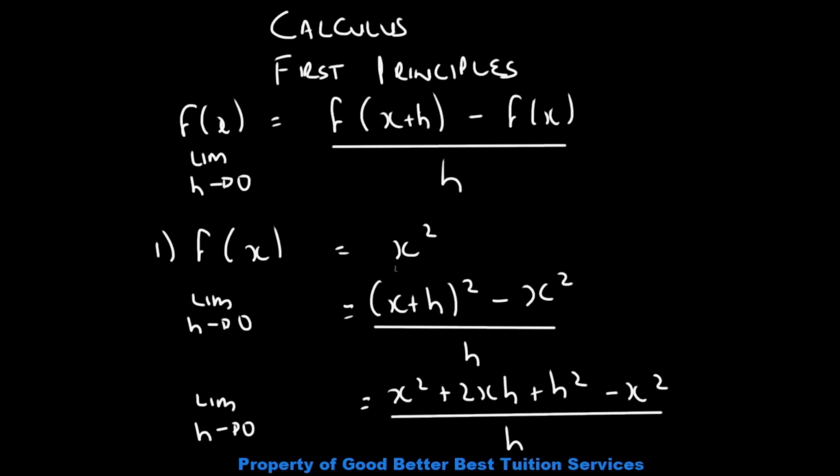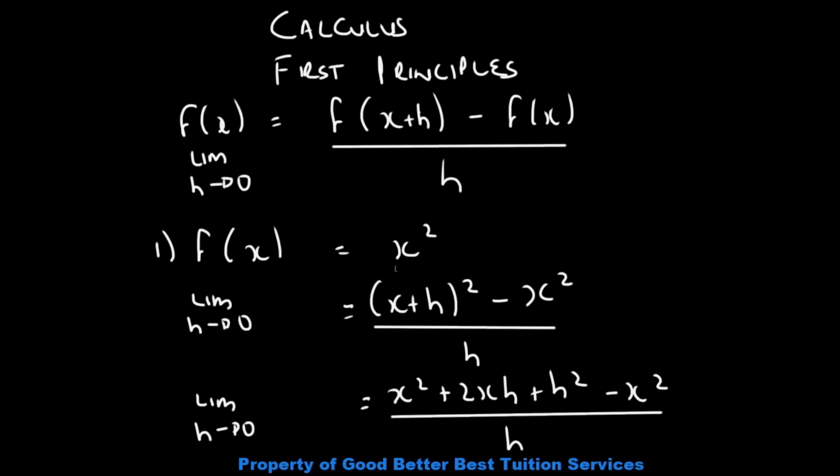We use the formula that you see in front of you. f'(x) is equal to f(x plus h) minus f(x) over h, with the limit as h tends to 0. That's how we determine the gradient of a curve.